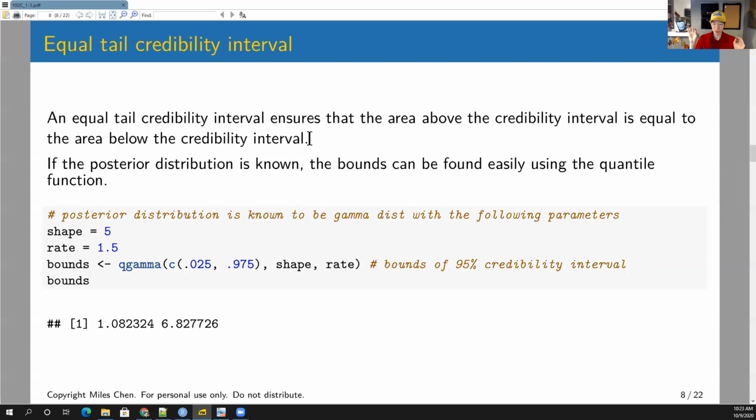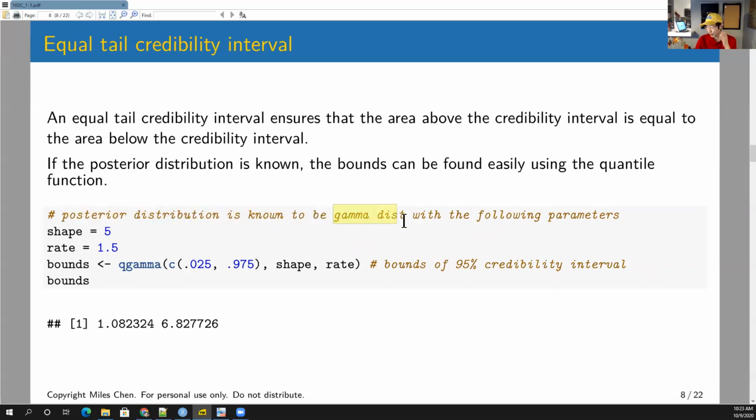As far as the equal tail interval goes, you're going to make sure that the probability of being above the credibility interval is equal to the probability of being below the credibility interval. If the posterior density is known, then you can use the quantile function. I'm just making this up, so this is a different example.